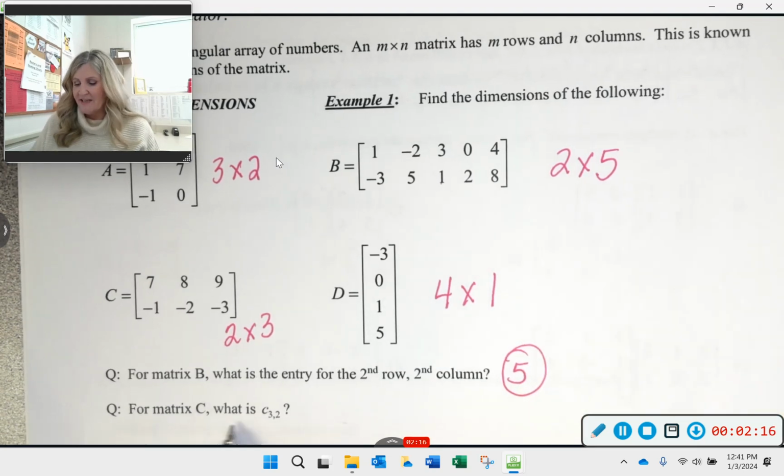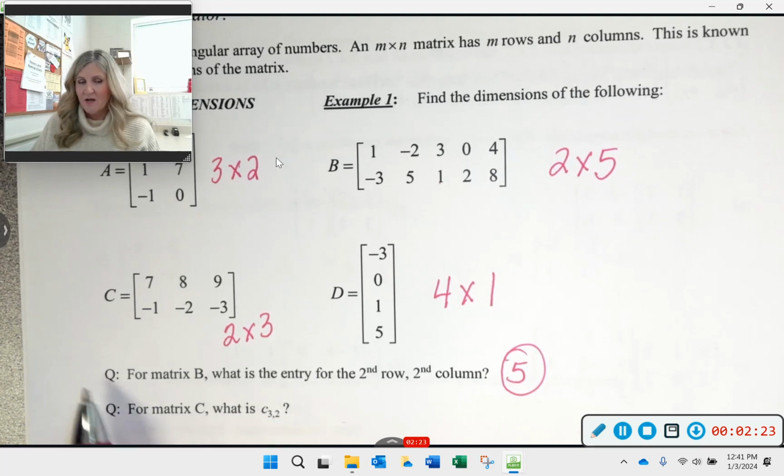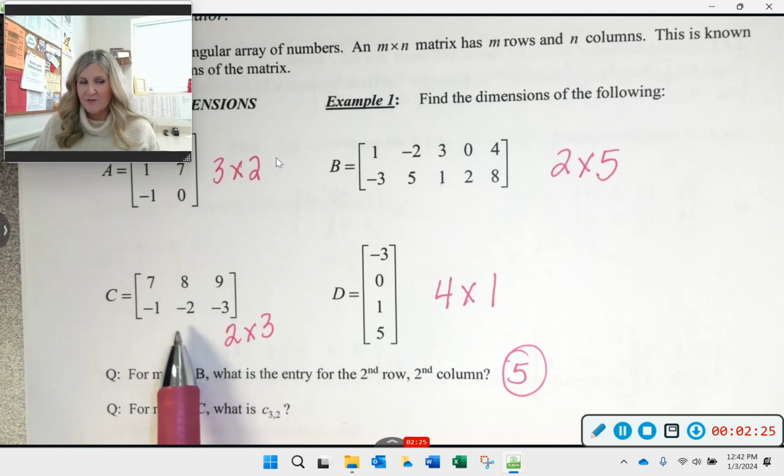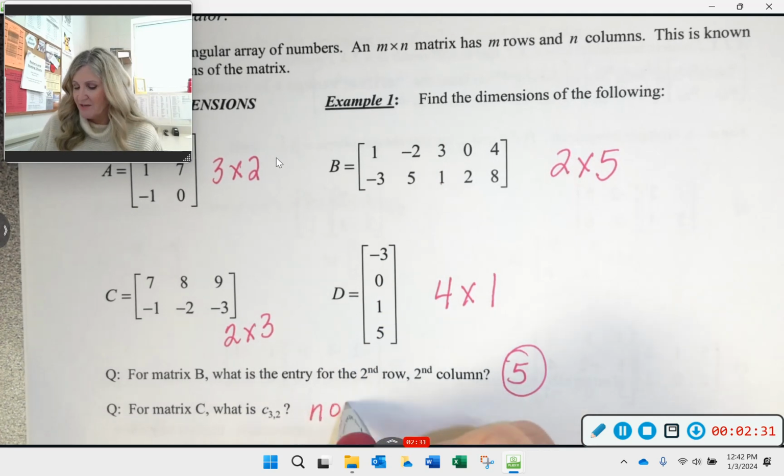For matrix C, what is the entry in the third row, second column? That's how this is read. Well, do we even have a third row, second column? No. So this does not exist. We don't have any entry. We can just put none.